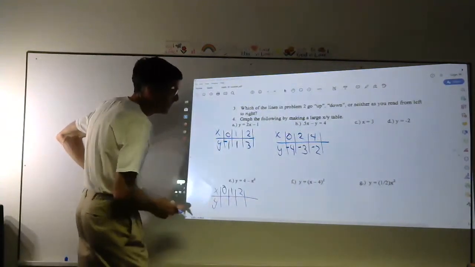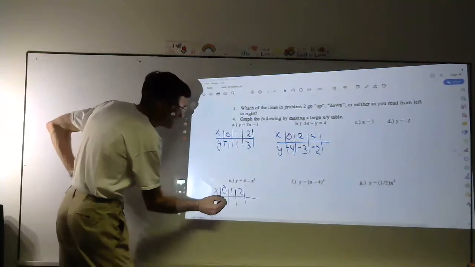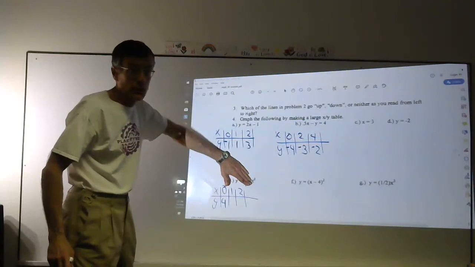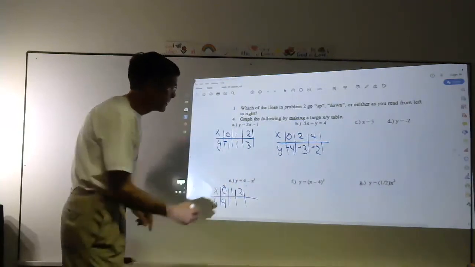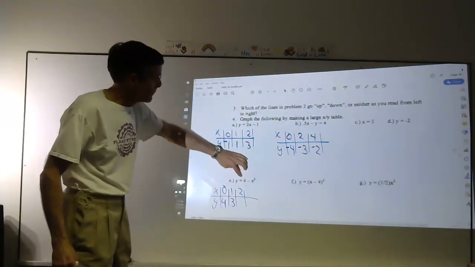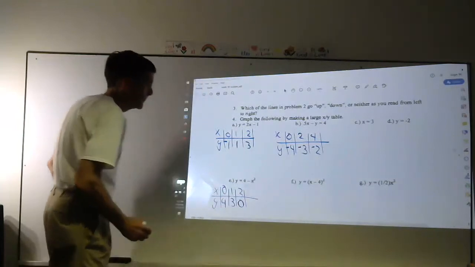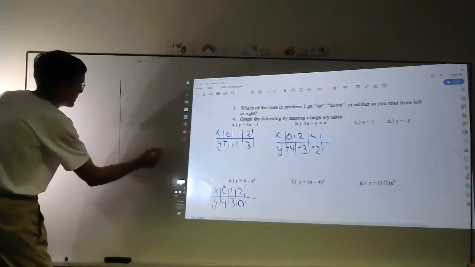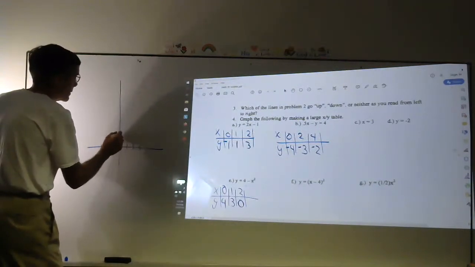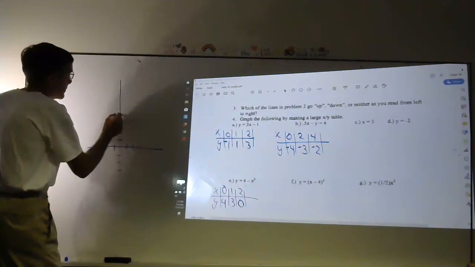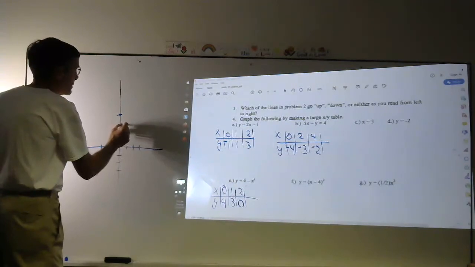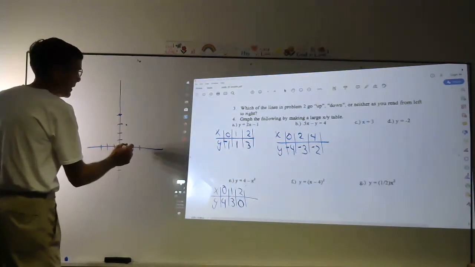If x is 0, 0 squared is 0. 4 minus 0 is 4. If x is 1, leave the negative out of it, just square the 1. 1 squared is 1, 4 minus 1 is 3. If x is 2, 2 squared is 4, 4 minus 4 is 0. Okay? So I have 0 and up 4. I have 1 and up 3. I have 2 and 0.